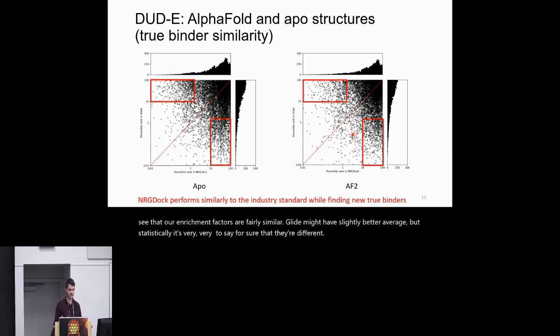One thing that's interesting to note is that the true binders that we find, so the binders for which NRGDock gives a very good score, usually Glide ends up giving them a bad score. So our software is finding different true binders than what Glide is finding. And the same is true for AlphaFold 2 structures.